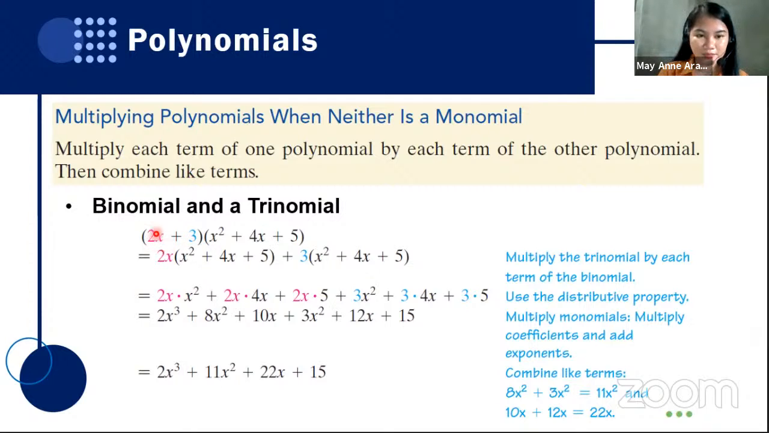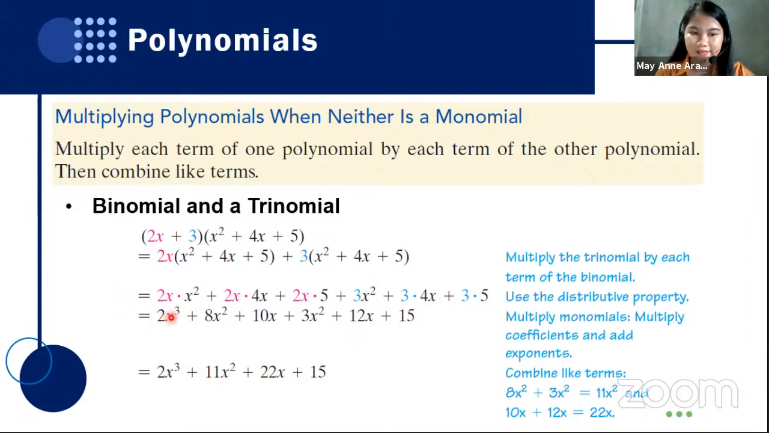So 2x times x squared, then 2x times 4x, 2x times 5, and next, we have naman the 3, yung other term of the binomial. Same process, 3 times x squared, 3 times 4x, and 3 times 5.